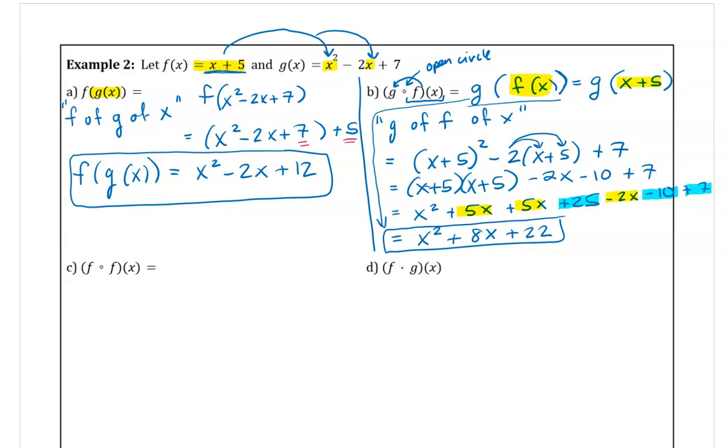And you can see that it gives you a different answer. If you do g into f, you get x squared minus 2x plus 12, which is different than if you do f into g, which gave us x squared plus 8x plus 22. So this is just another reminder that composition is not commutative.